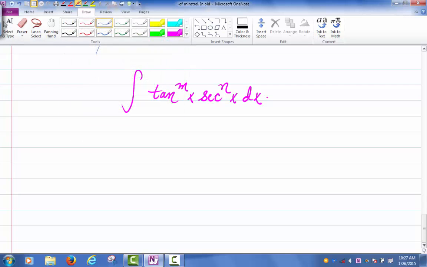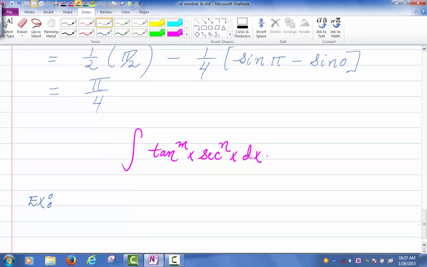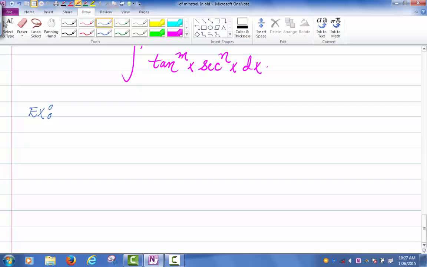And again, I'm going to explain what to do depending on the exponents on tangent and secant. By the way, the strategy that I'm laying out right now for tangent and secant powers, the same strategy applies if I have cotangent and cosecant powers. Okay. So here's an example. Let's say I have tangent to the 6x multiplied by secant to the 4x dx.